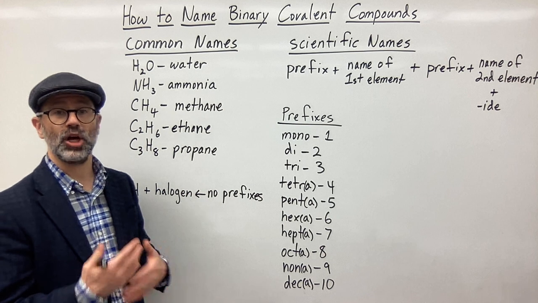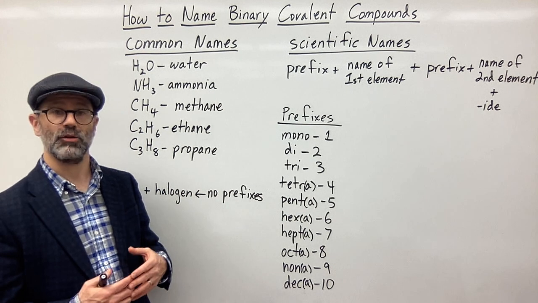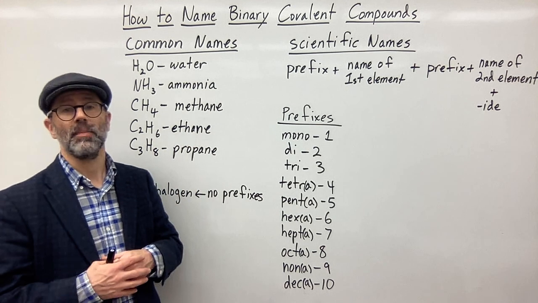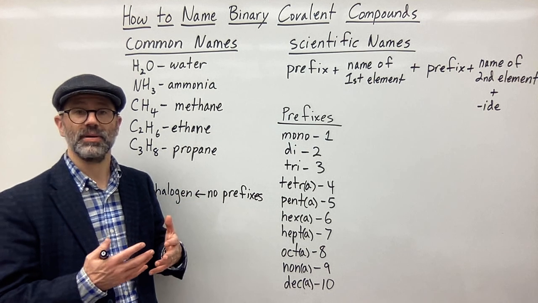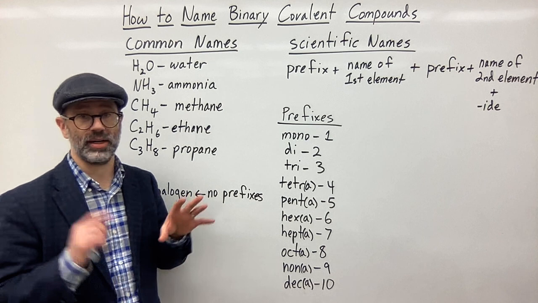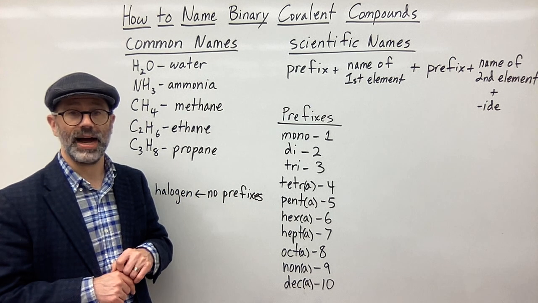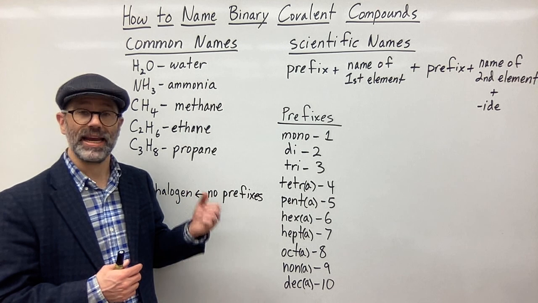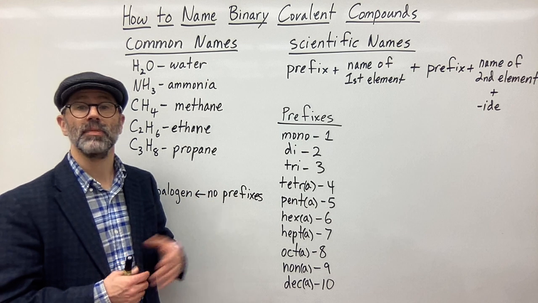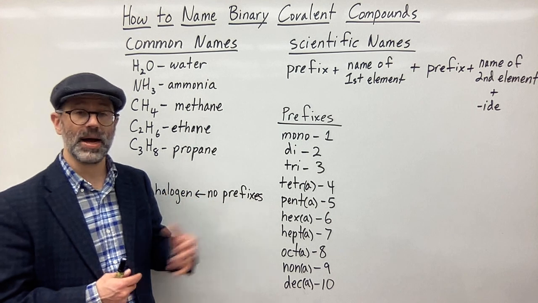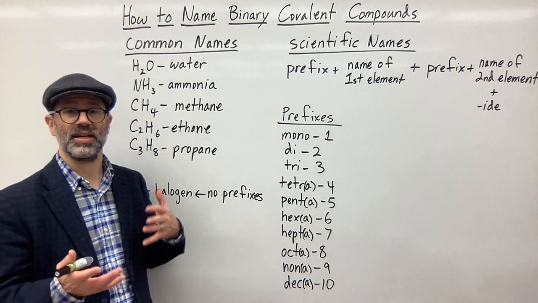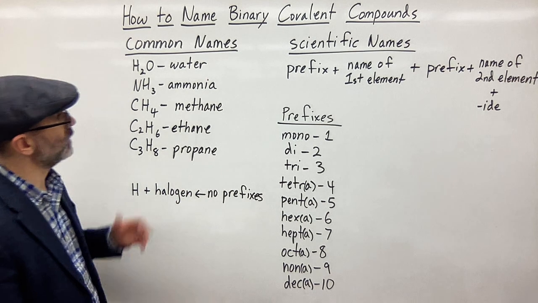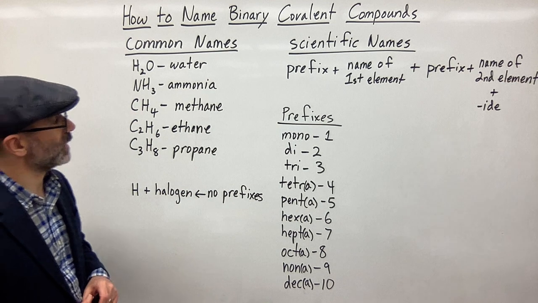In a previous video, I talked about ionic compounds. That would be where you have a metal and a nonmetal for the most part, but you don't necessarily always have a metal and a nonmetal for ionic compounds. For example, you could have NH4, which is ammonium. That's an ion, a positive ion, and so that would be all nonmetals. But I digress. In this video, we're talking about binary covalent compounds.